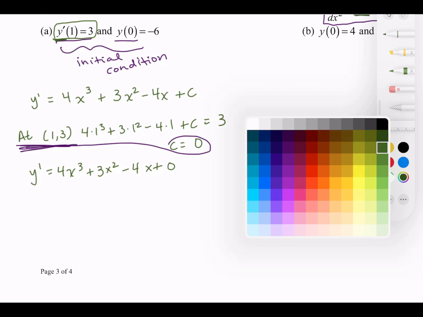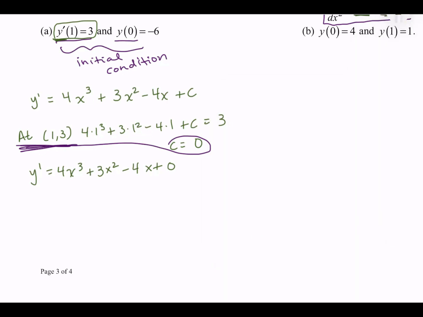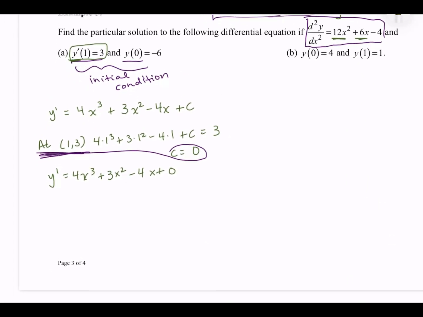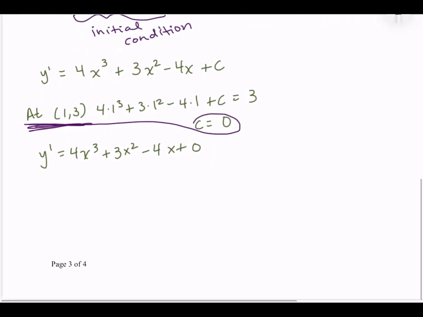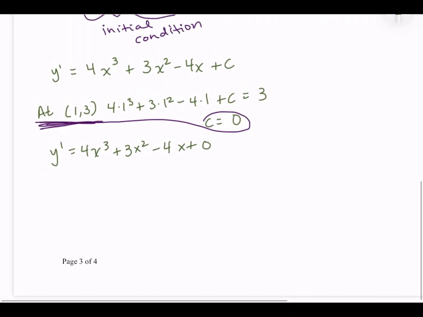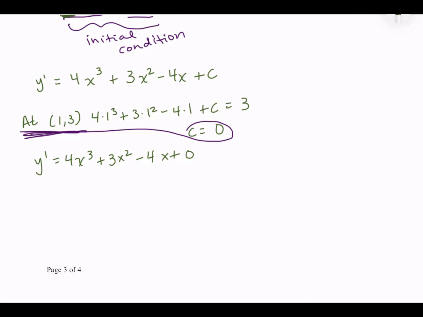But I want to go further. I want to find the real particular solution, so that means finding y. So I need to do the same steps that I just did again. So the antiderivative of y prime is going to be x to the 4th plus x cubed minus 2x squared, and then plus c.